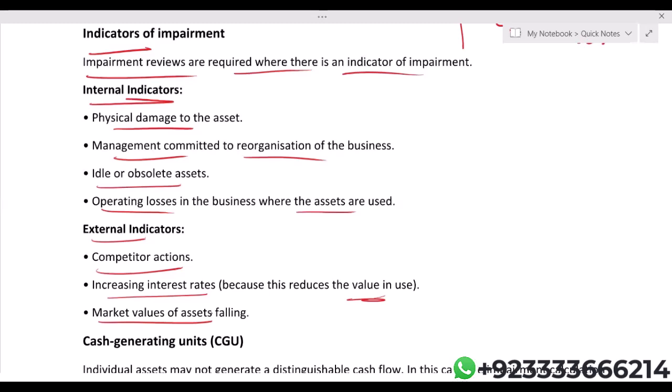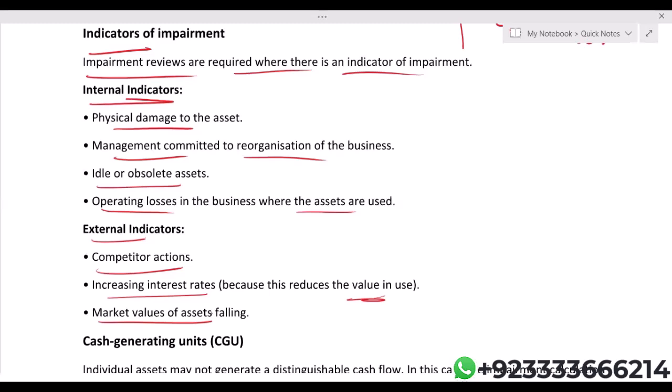Now listen carefully. Either there's an internal indicator or external indicator, in case of indicator of impairment loss, you have to perform impairment test, impairment review. But these indicators could be reversed, and there's a possibility that in the future, impairment loss could be reversed as well. Let's say in 2023, you have recognized the impairment loss. In 2024, maybe in 2025, things might go in the favor of the business and the impairment loss might be reversed.